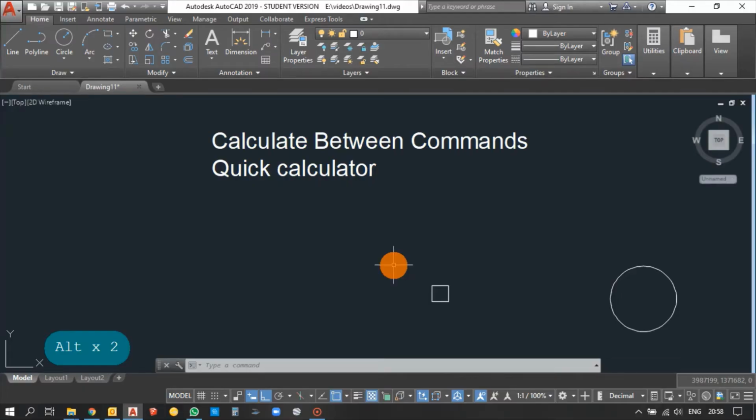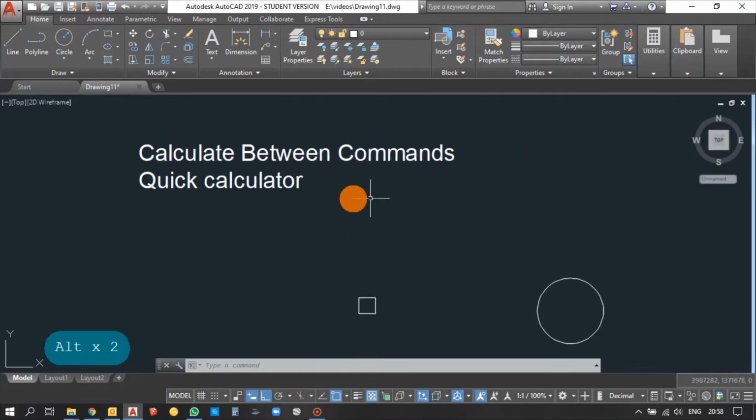Hi guys, let's see how to calculate between commands, and how to use the quick calculator in AutoCAD. Let's see how to use the quick calculator, starting with calculating between the commands.